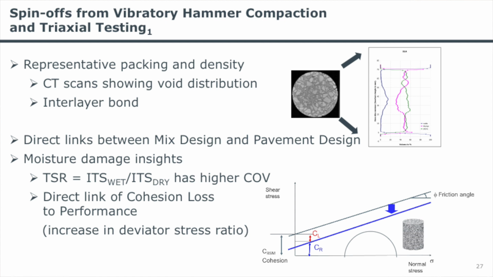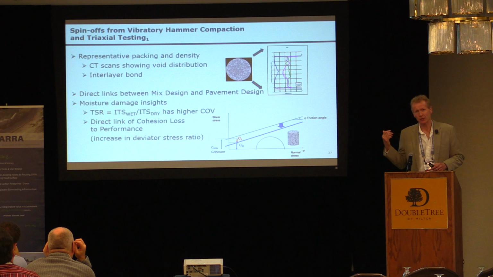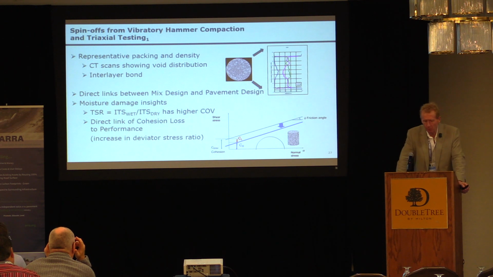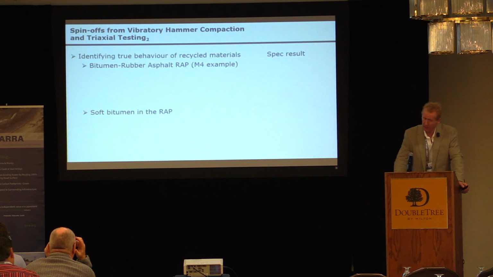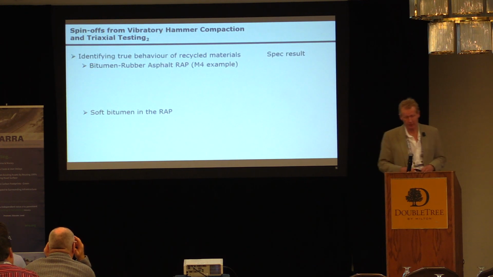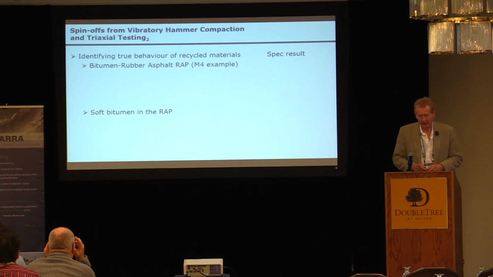A more accurate simulation also comes with the triaxial testing of the moisture damage. This is very important, because it influences our deviator stress ratio, and that's going to influence the life of the material. Identifying the true behavior of the material. This is just an example.